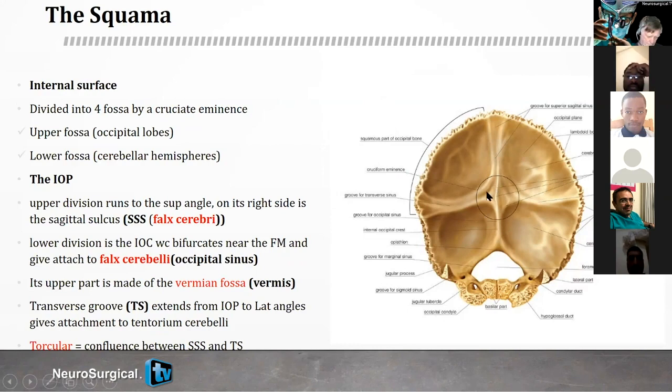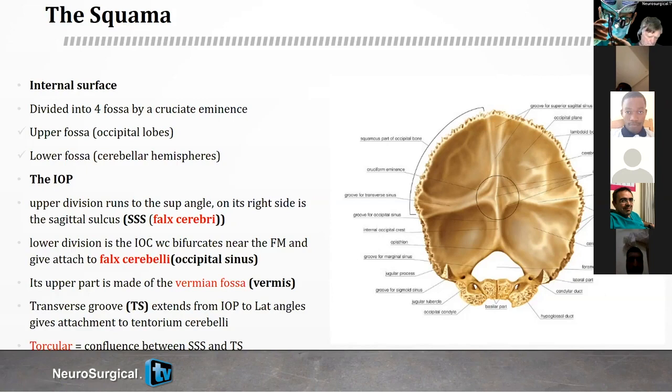We also have at the center the internal occipital protuberance. The upper division of this internal occipital crest runs to the superior angle, which we can see here. On its right side is the sagittal sulcus. This sagittal sulcus lodges the hind part of the superior sagittal sinus, and it also gives insertion to the falx cerebri.